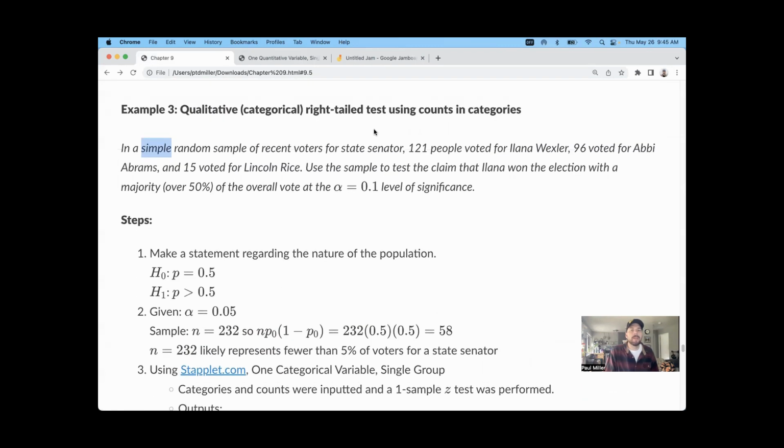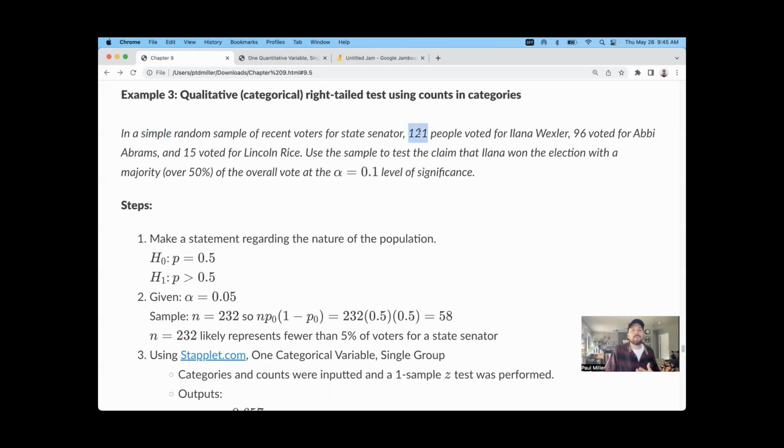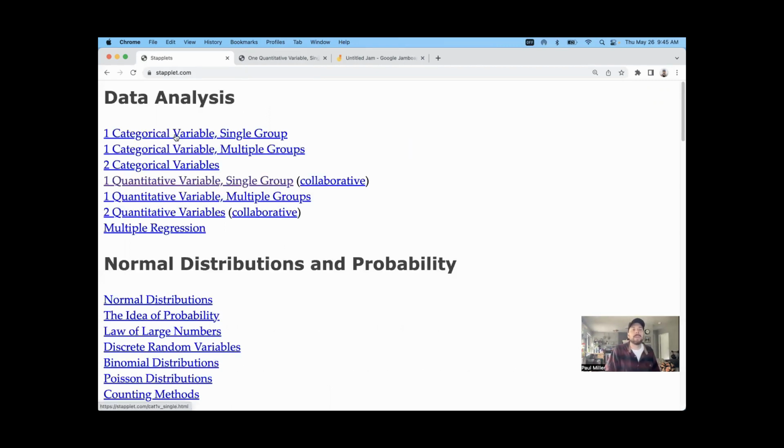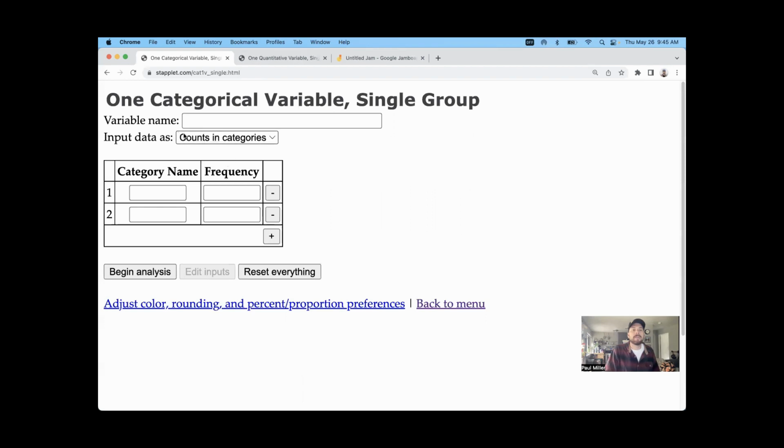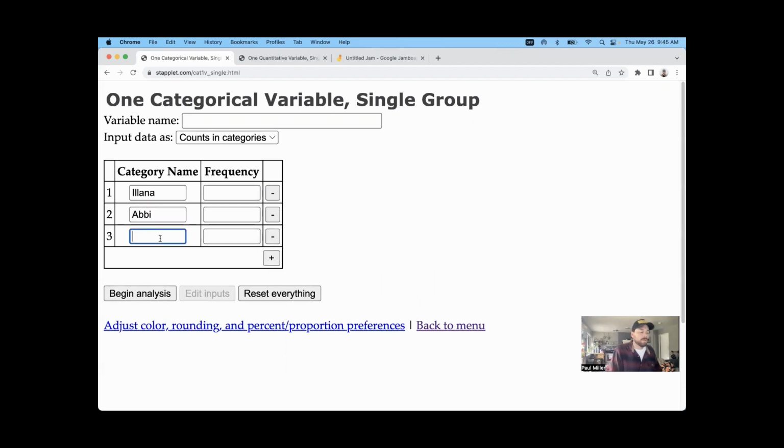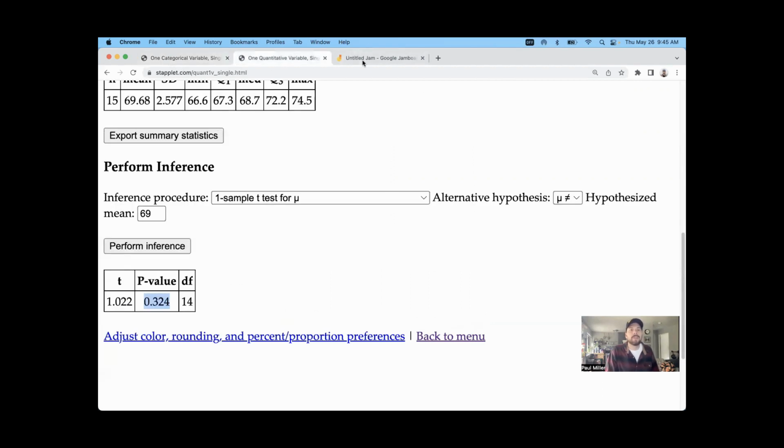So in this one, it is just a summary of the votes. It's already been grouped. We would start with a whole list of votes like Alana, Abby, Lincoln, Abby, Alana, just imagine a bunch of random votes. We tally them up. So we have summarized data here for the one categorical variable. That's going to be counts and frequencies. So we just need to put those three categories or observations that we have.